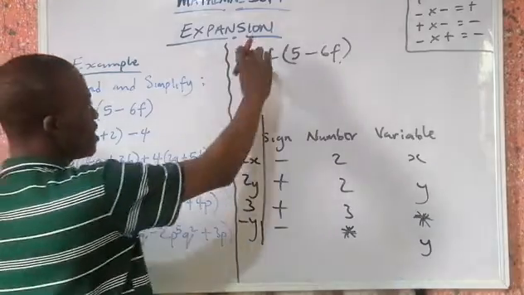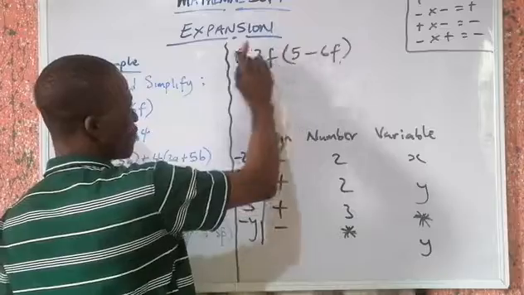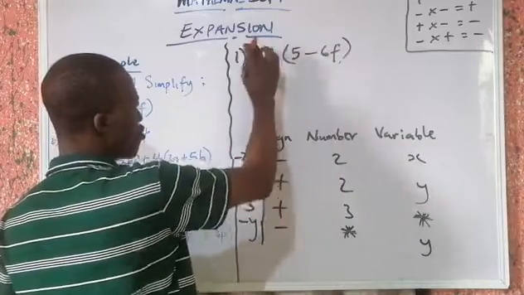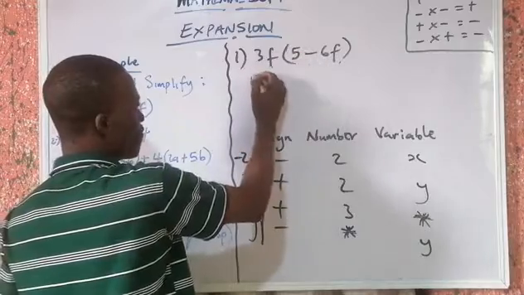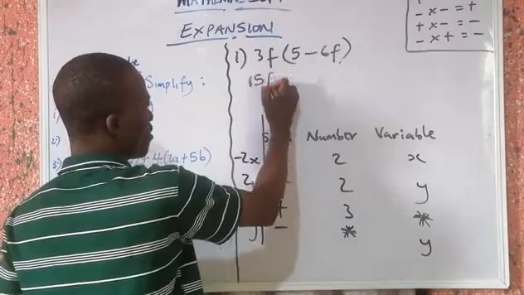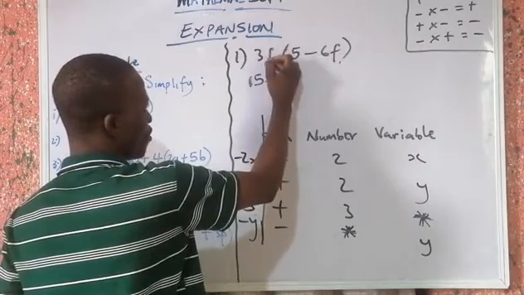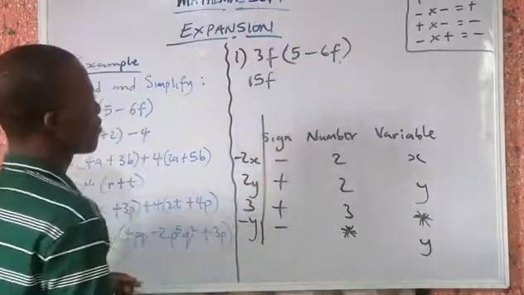So this means plus 3 times plus 5. Plus times plus will give me plus, and you know, if plus is starting a number, I don't have to write it. So 3 times 5 will give me 15. Because there is no variable here, this f is multiplying no variable, so it will still be f.